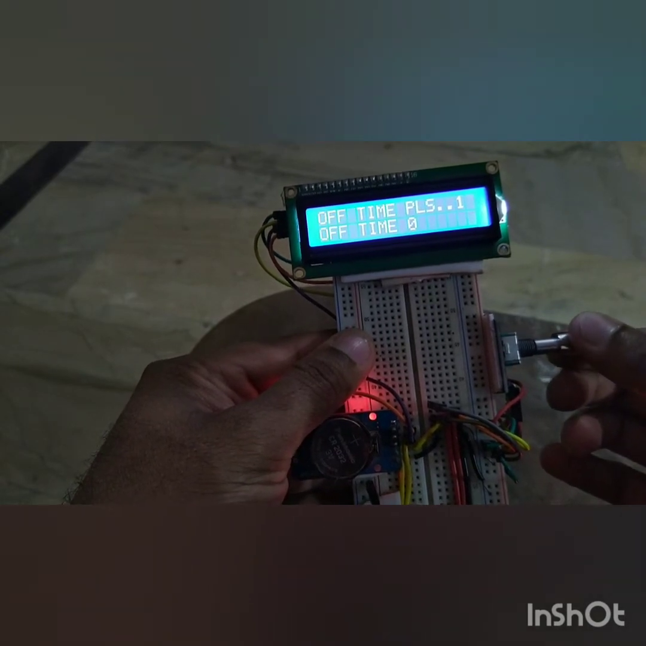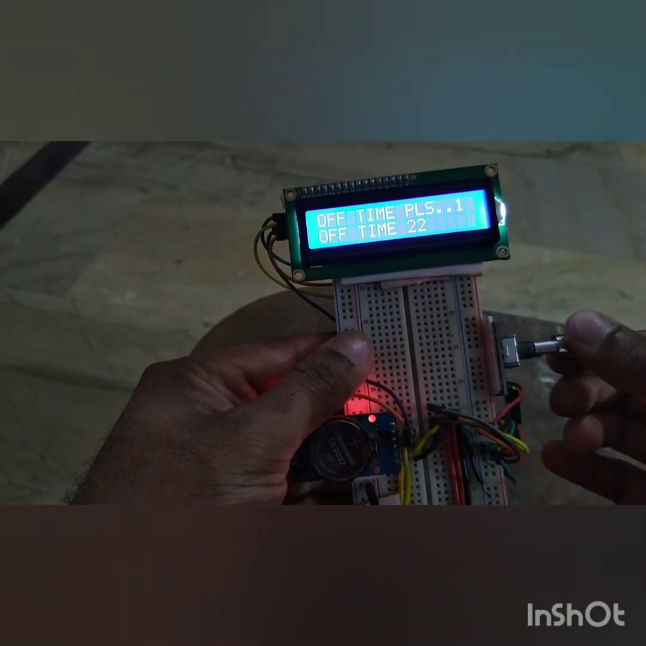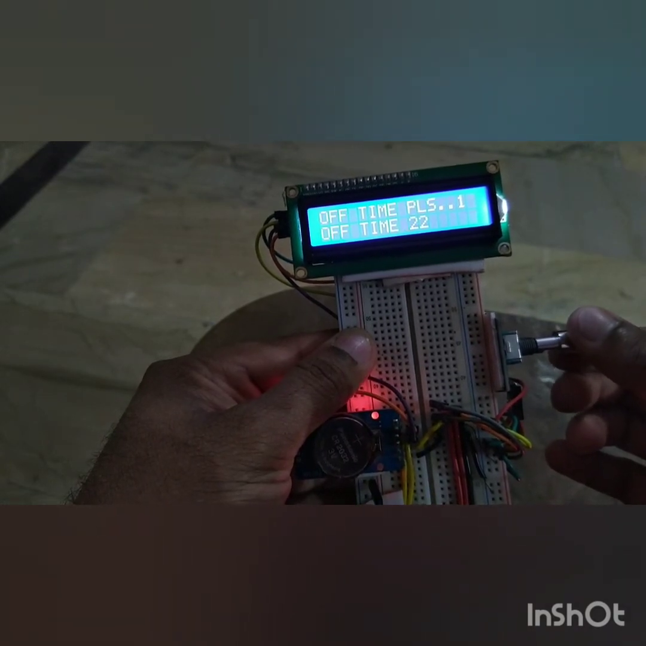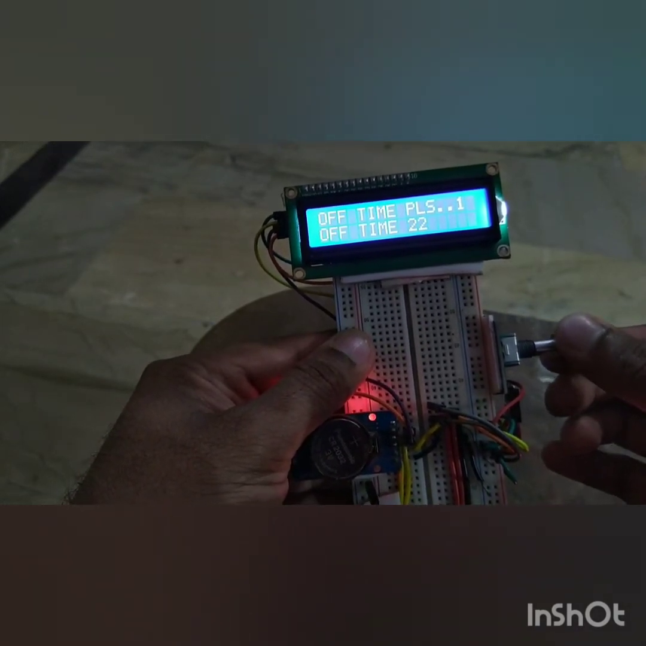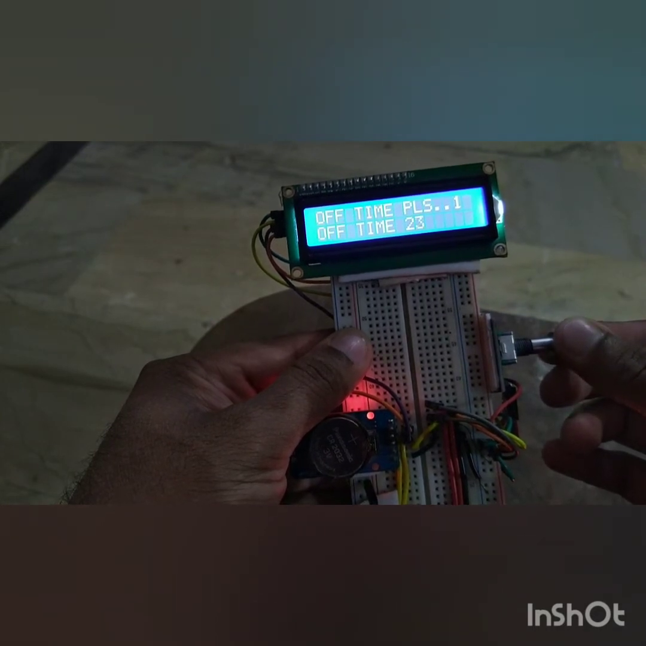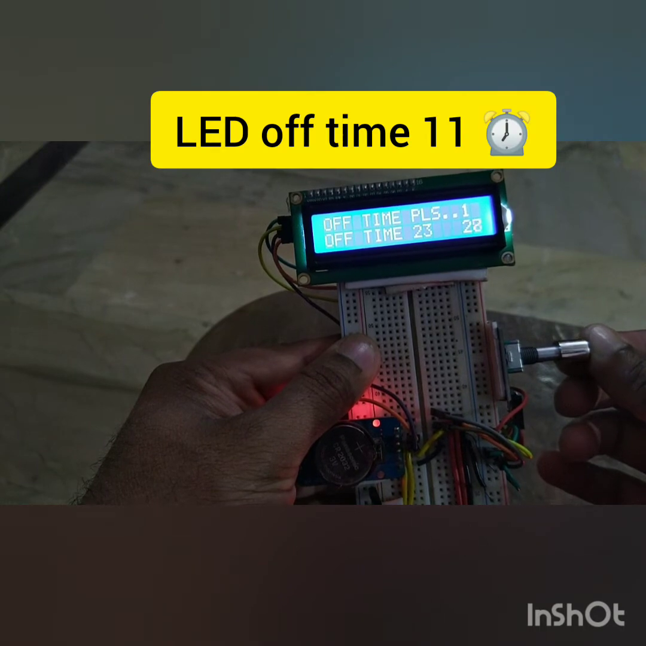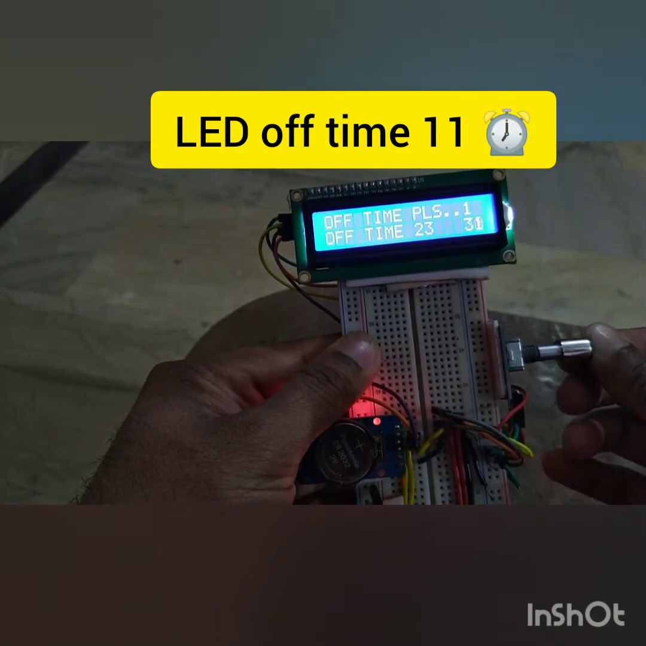We can set the LED off time. At present the time is 9 o'clock, so we cannot set 9 o'clock. So we have to set 23, that is 11 o'clock. It's updated.